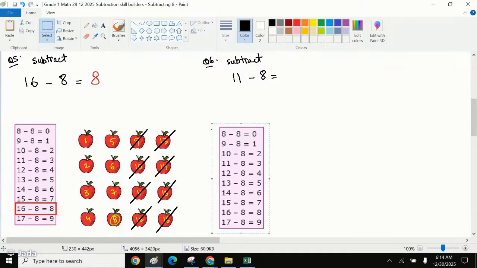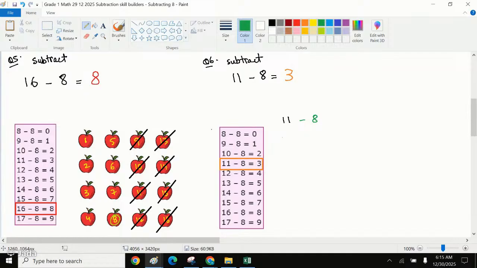So can we say 11 minus 8 would be equal to 3? Okay. For us, easier is remembering the grid, right?